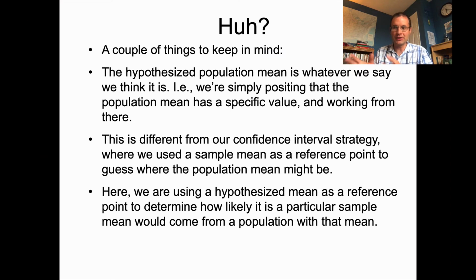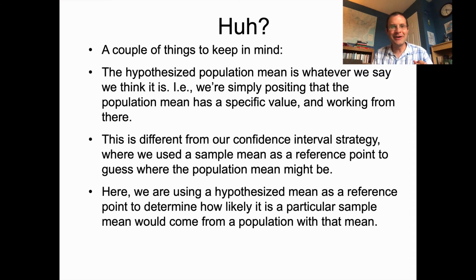We're going to say, well, we're not going to observe all the data we need to figure out what the population mean is, but we'll guess it's here. We'll say it's 100, whatever it happens to be. And then based on that hypothesis, we use that as a reference point to determine how likely it is that the data we do collect could have come from a population with that mean.